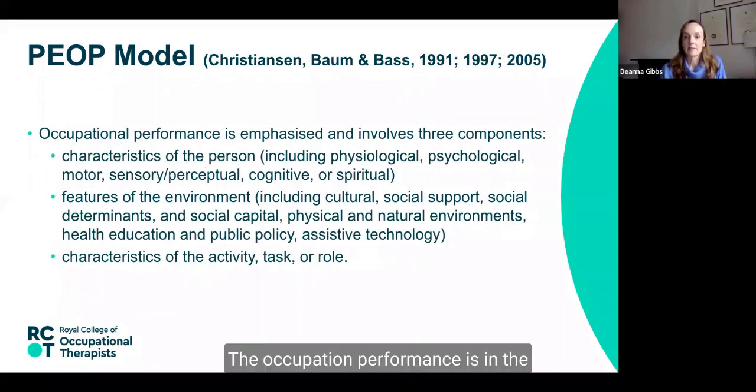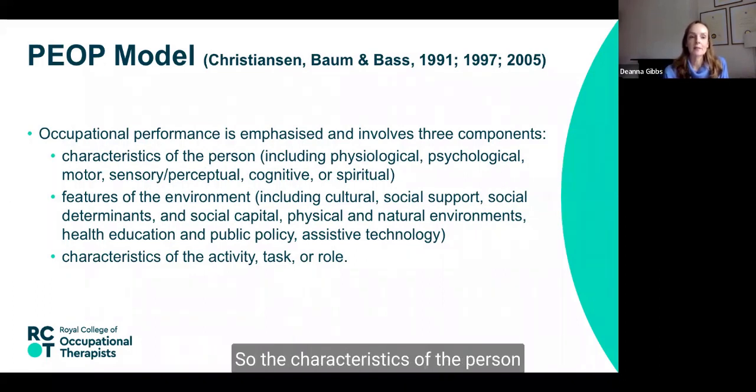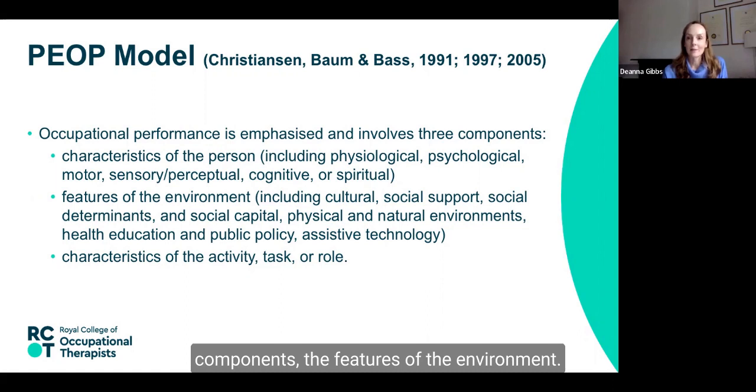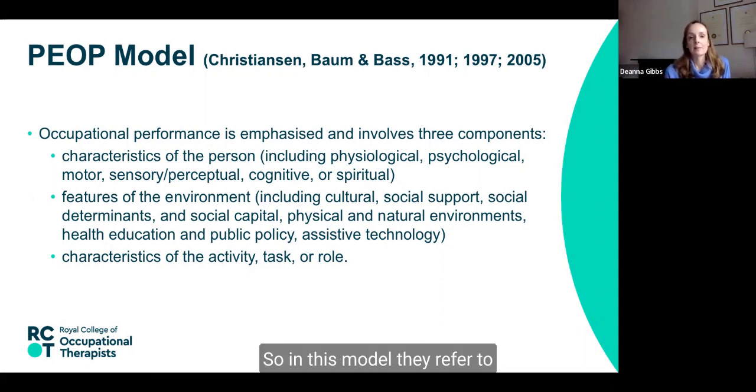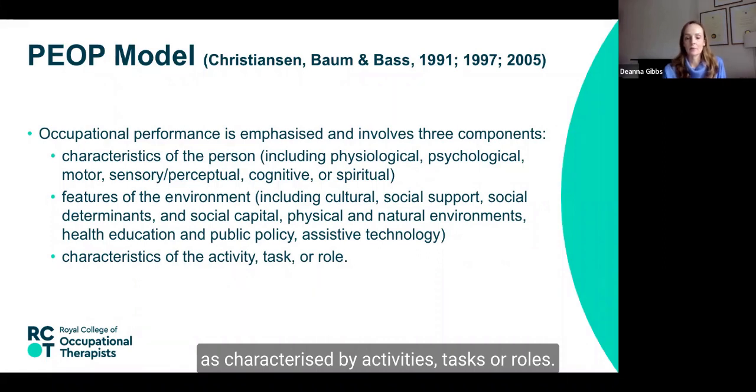The occupational performance is in the centre of the model, and it's emphasised as involving three specific components. So the characteristics of the person, and that includes their physiological, psychological, motor, sensory perceptual, cognitive or spiritual components; the features of the environment, and as you can see, we're getting both broader but more detailed in the specificity of which environments we're talking about. So in this model, they refer to cultural, social support, social determinants and social capital, the physical and natural environments, education and policy and assistive technology; and then occupations as characterised by activities, tasks or roles.